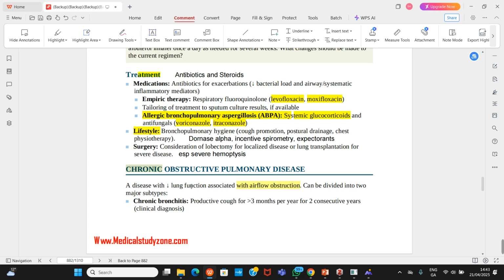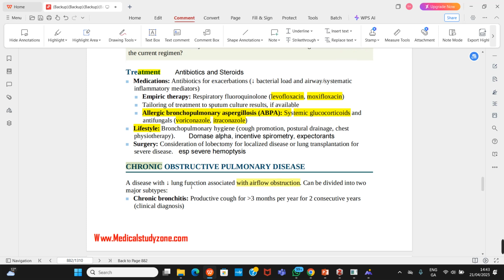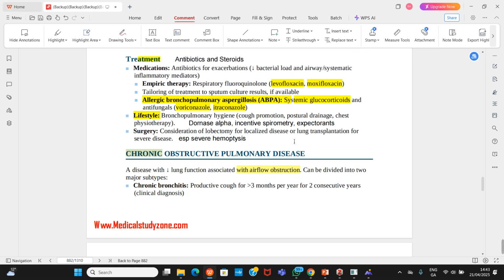So don't forget, the first line is to give antibiotic cover empirically, fluoroquinolones. Whatever your culture says, tailor the treatment to it. Then if it's due to ABPA, give steroid with voriconazole or itraconazole. And of course, some lifestyle changes: incentive spirometry, mucolytics to promote mucus clearance. And most of the time, it will not get to surgery. It won't, unless the person is having severe hemoptysis that cannot be controlled by initial stabilizing methods like embolization and the likes. Then you can go and do surgery.